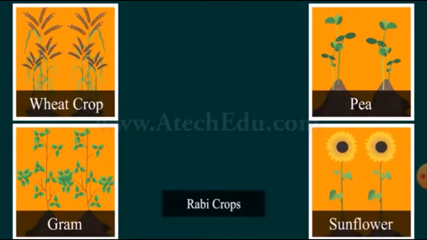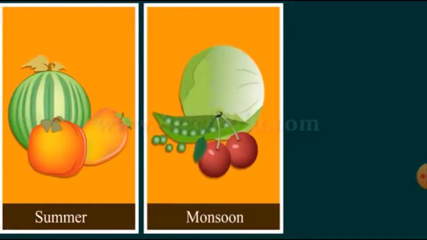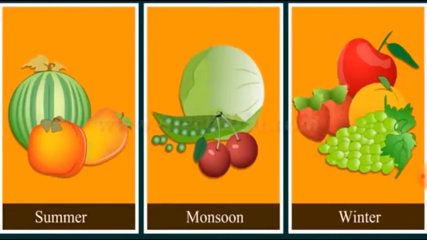But what about fruits and vegetables? Different fruits and vegetables are grown in different seasons. That is why we have seasonal fruits and vegetables in the market. For example, we have mangoes in summer and apples and oranges in winter season. Oh, now I understand.